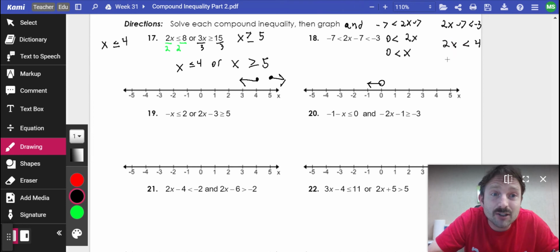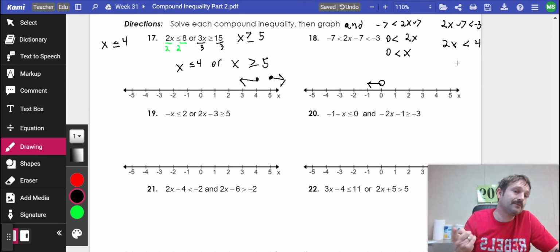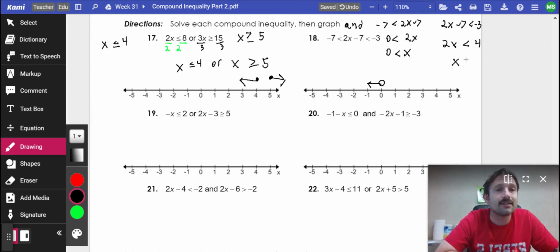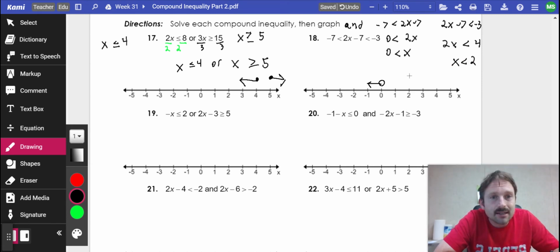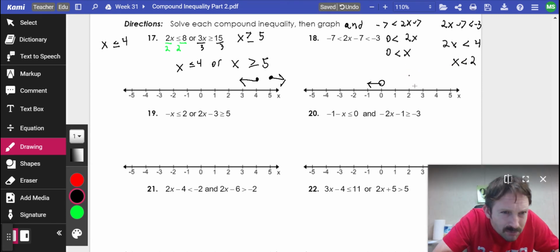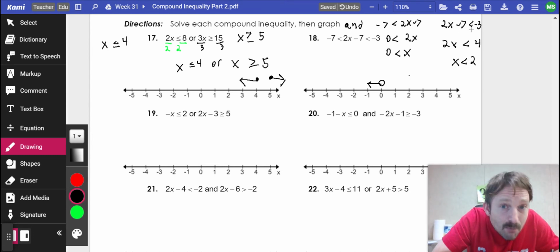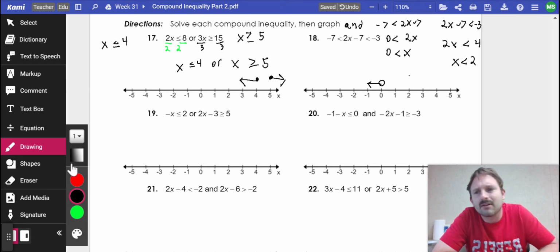So if I divide by 2 on both sides, what do we get? Yeah, x is less than 2. So I know x is less than 2. Nope. It should be more than. No, I'm good. I messed up this one. That's the one I messed up.